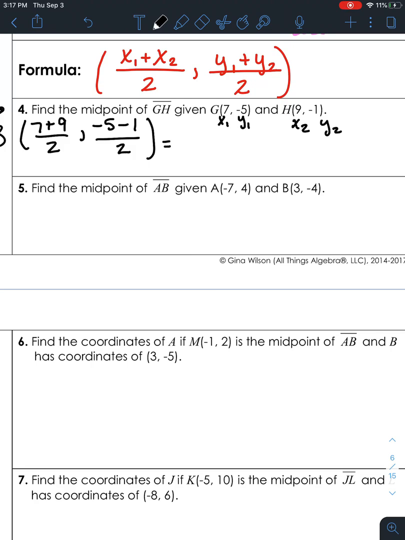Okay, again, I'm going to simplify that. 9 plus 7 is going to give me 16 over 2, comma. Negative 5 minus 1 is going to give me negative 6 divided by 2. All right, almost done. We've got to simplify one more time. 16 divided by 2 is 8. Negative 6 divided by 2 is negative 3. So the halfway point between G and H is going to be 8, negative 3.